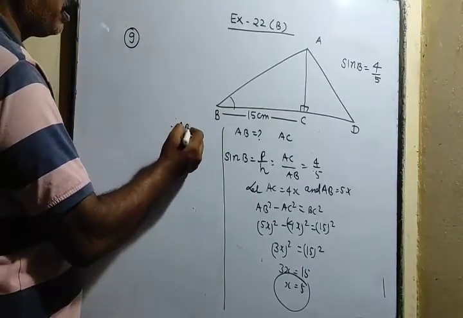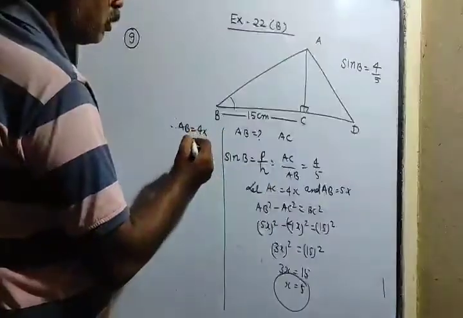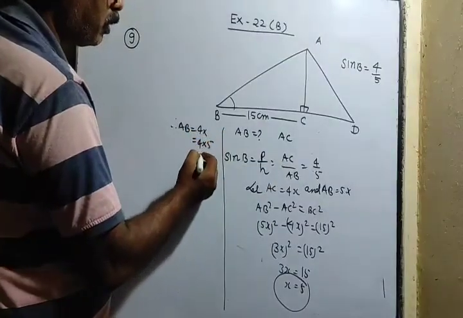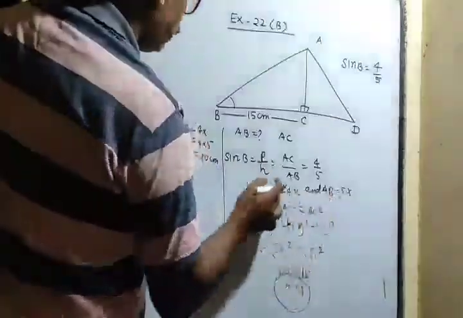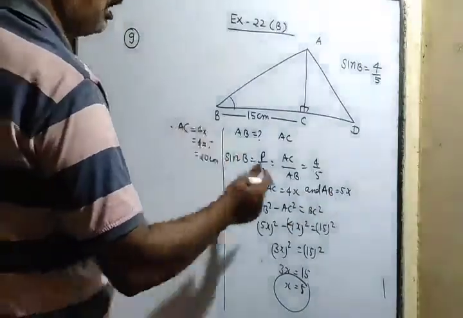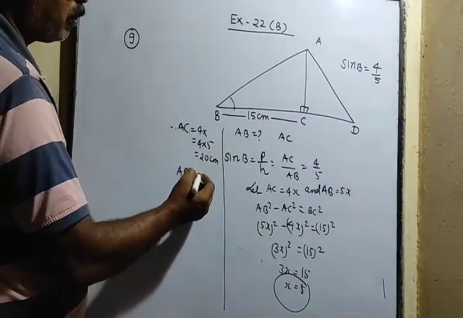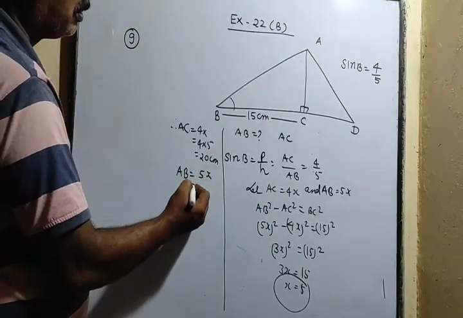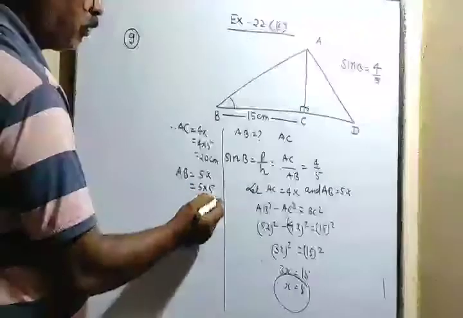Hence the length of AC will be equal to how much we have considered? 4x. So it is 4 into 5, that is equal to 20 centimeter. And the length of AB we will calculate. So the length of AB will be equal to how much? 5x. So that will be 5 into 5, that is equal to 25 centimeter.